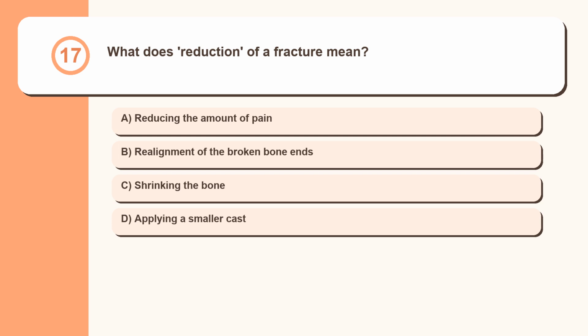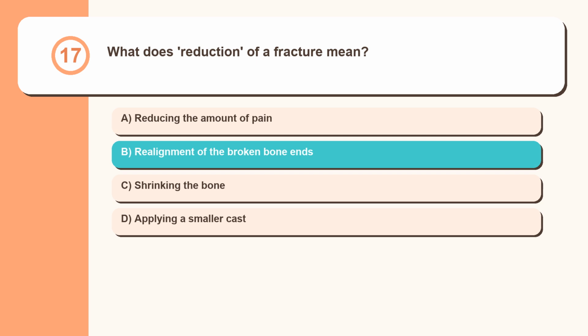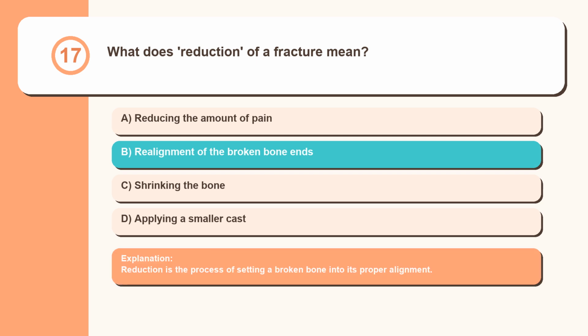Question 17. What does reduction of a fracture mean? Reducing the amount of pain, realignment of the broken bone ends, shrinking the bone, applying a smaller cast. Reduction is the process of setting a broken bone into its proper alignment.